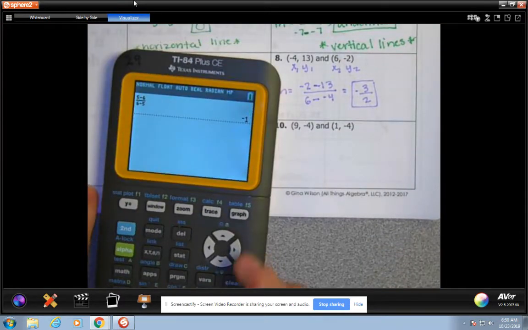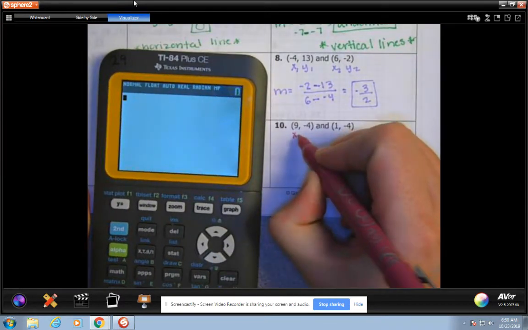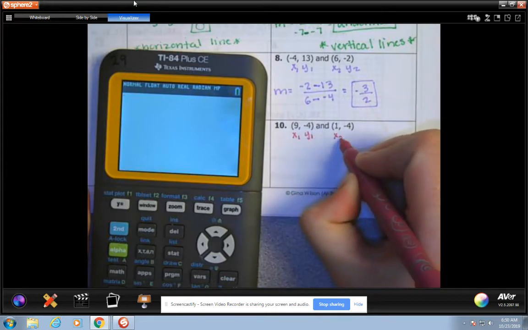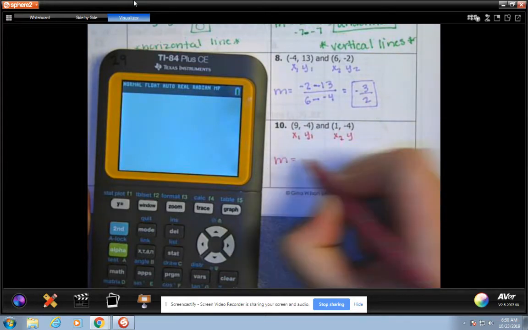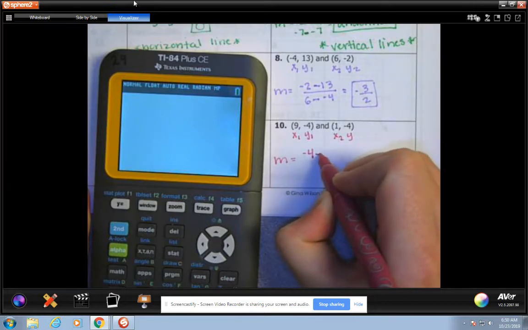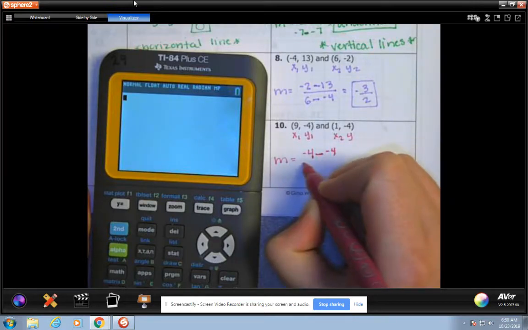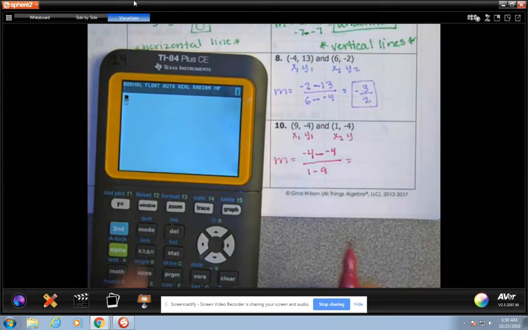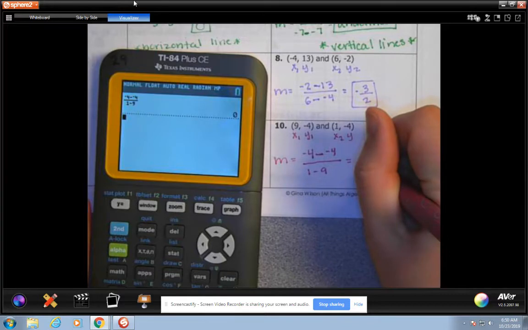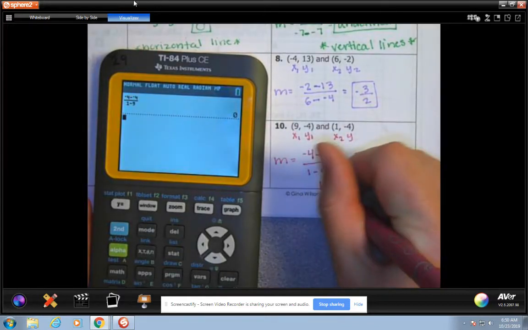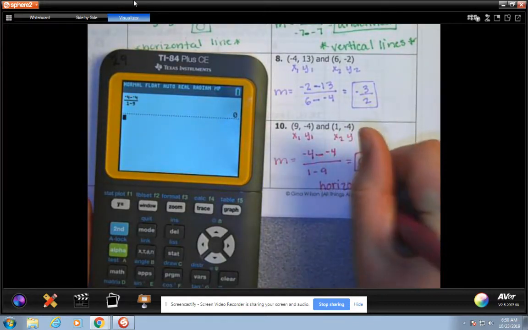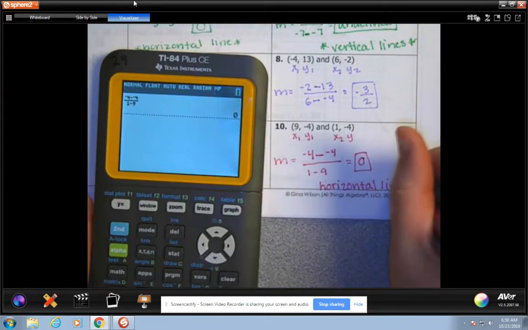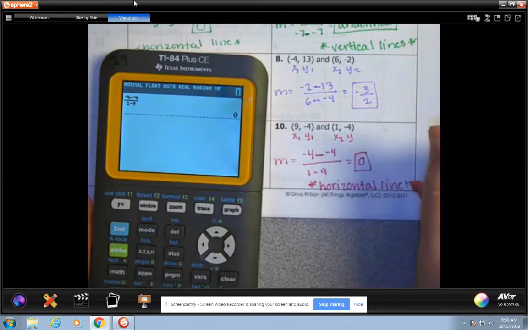All right, let's look at number 10. x1, y1, x2, y2. So we have m equals negative 4 minus a negative 4 all over 1 minus 9. So alpha x, the Nick trick, negative 4 minus negative 4 over 1 minus 9. That's going to give me 0. So 0 slope means that this is a horizontal line. Okay, so it's just important for us to try and remember that as best we can.